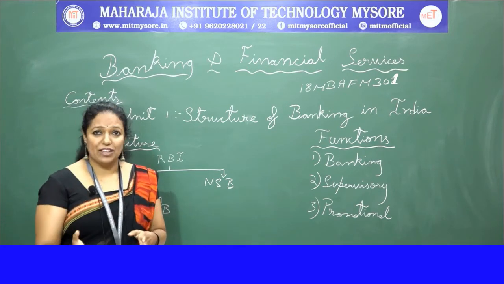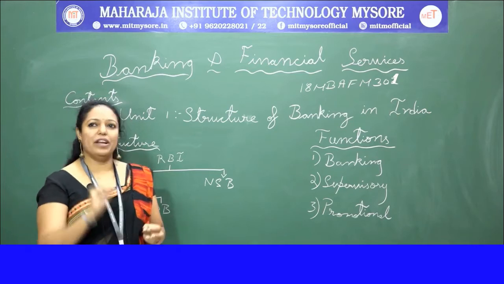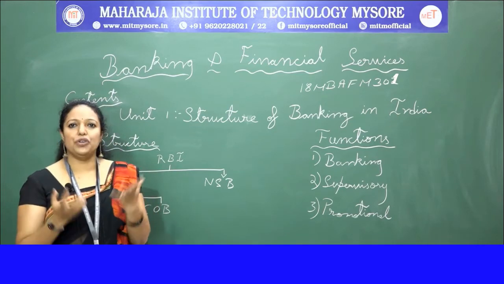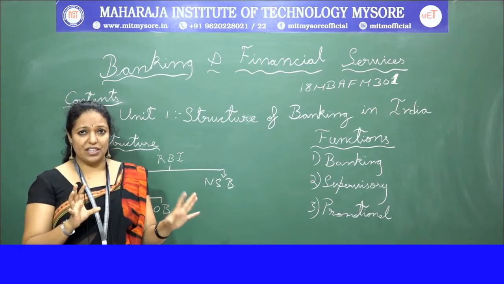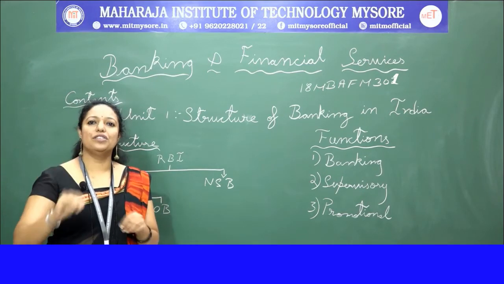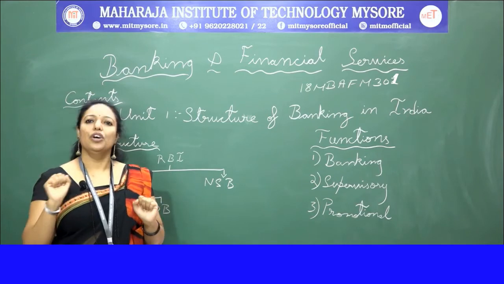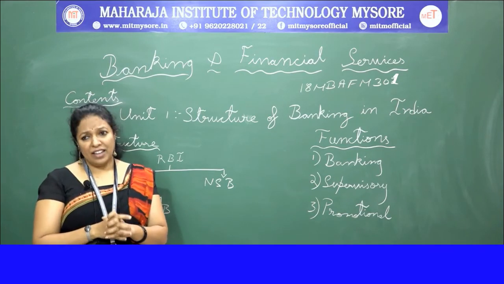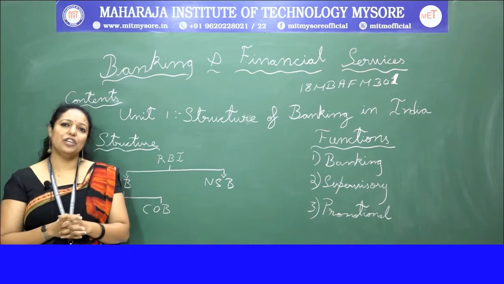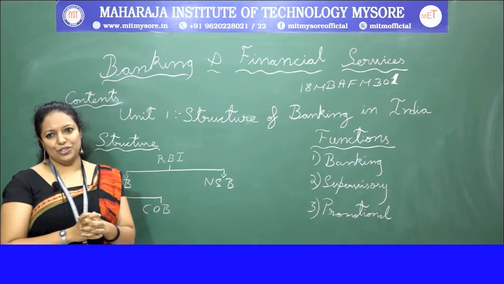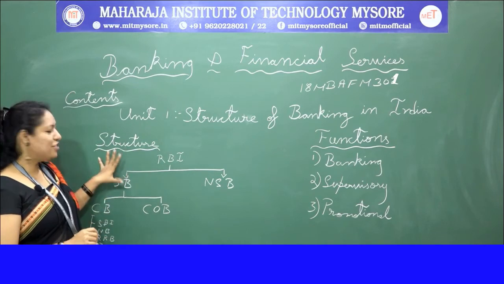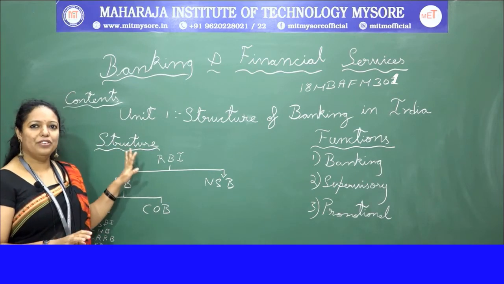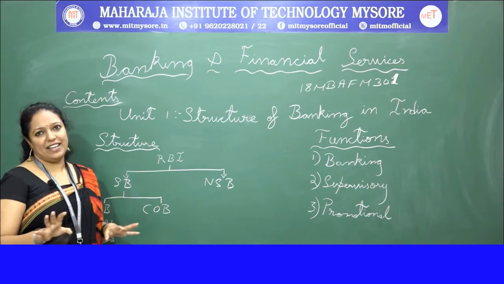And next is profit allocation, where in cooperative banks, whatever profit or surplus they get, a part of it is kept as reserves, and some part of it is distributed among the members of the cooperative bank. It also plays a major role in financial inclusion. Okay, coming to the next, this is related to the structure of banking in India.